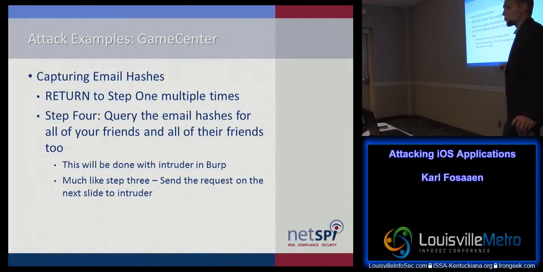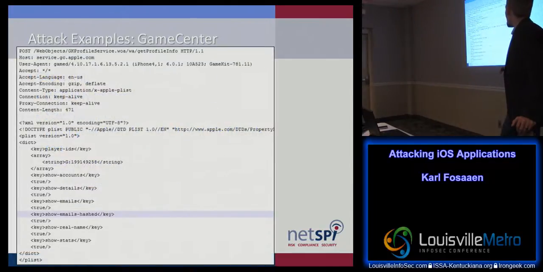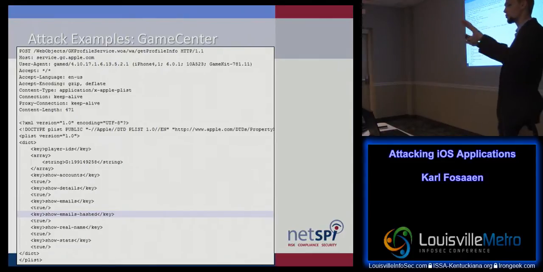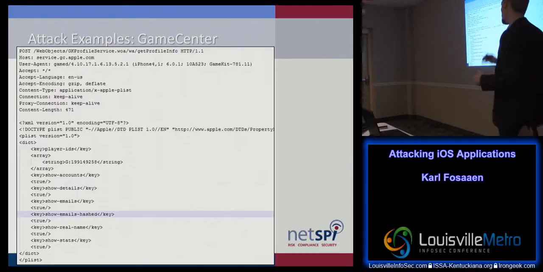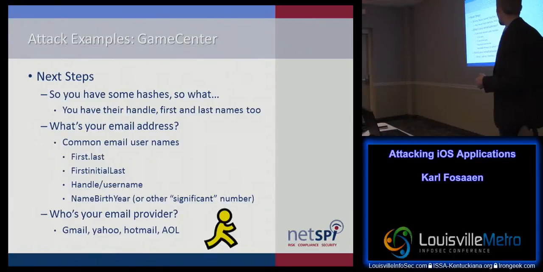What that actually does is returns the hash of your friend or friend of friends' email address. So what we want to do is take that request and list off all of our friends, list off all the friends of friends, and then pipe that into this get profile information. So this can be done with Burp. It can be done with the Intruder. This is the get profile info page, and we're going to show emails hashed. So like I said with that previous request, with a ton of friends, we're just going to pipe this list of basically our social network and the one hop away social network in here and get a list of all of those email hashes.